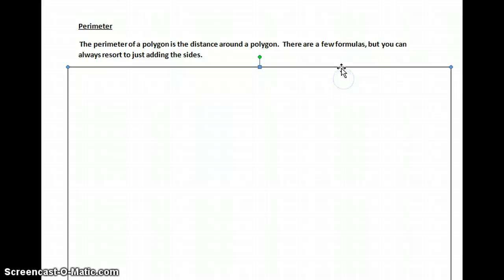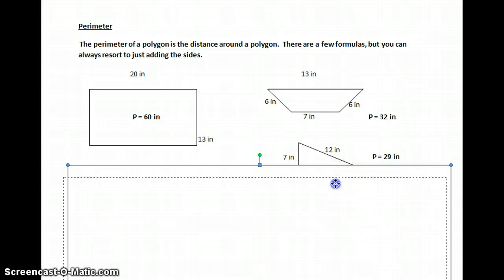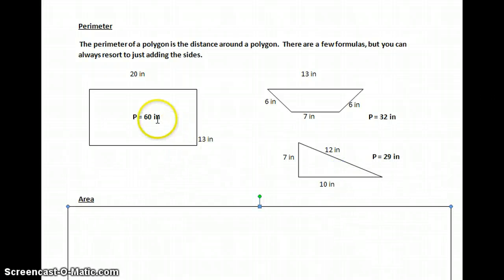So say for example I've got a few of these polygons right here. Now we'll take the rectangle for example. I have a 20-inch by 13-inch rectangle. I need to make the assumption that this is a rectangle, so this side over here would be 13, and this side across would be 20.